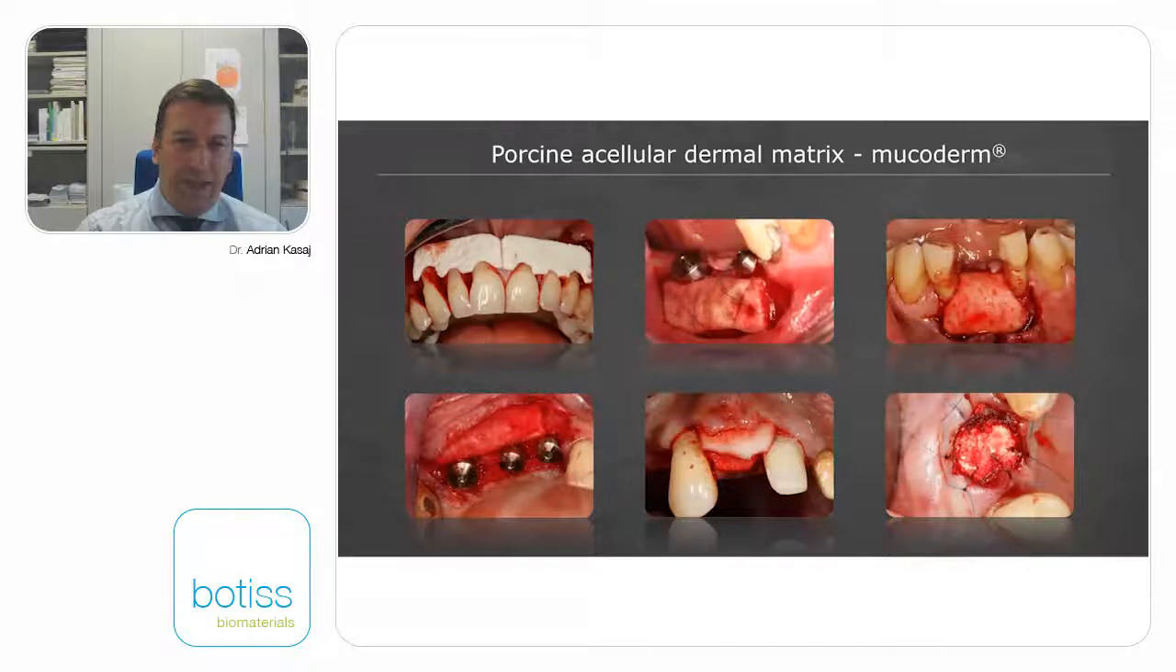However, possibilities are also as a substitute for free gingival graft with GBR procedures, thickening around implants, soft tissue augmentation preprosthetically, or as substitute for free gingival graft in a socket seal procedure. So I will concentrate here in my presentation on the use of the mucoderm matrix for recession coverage.